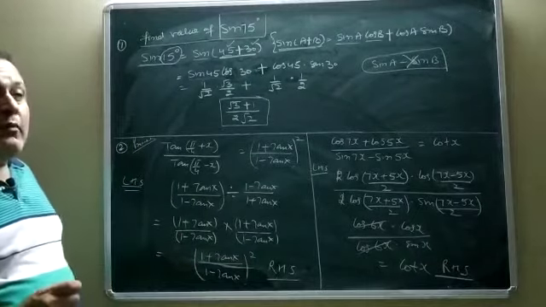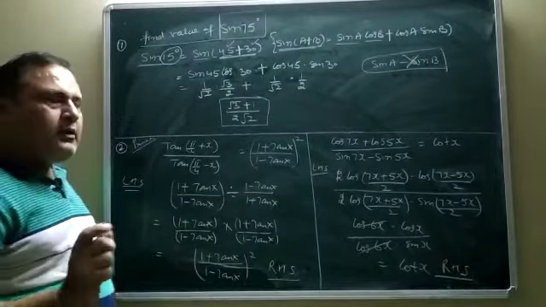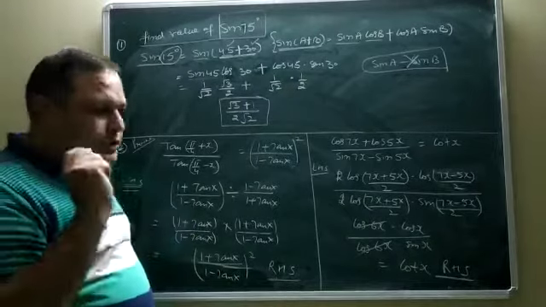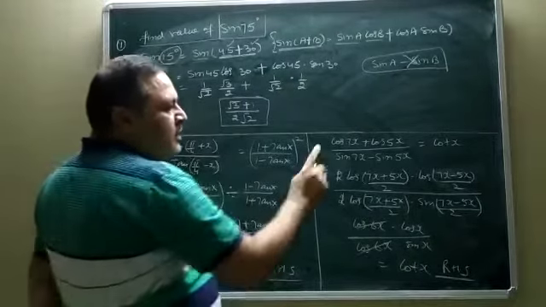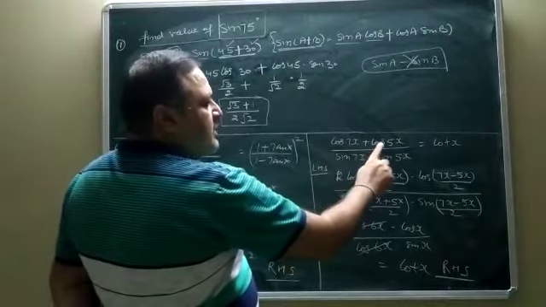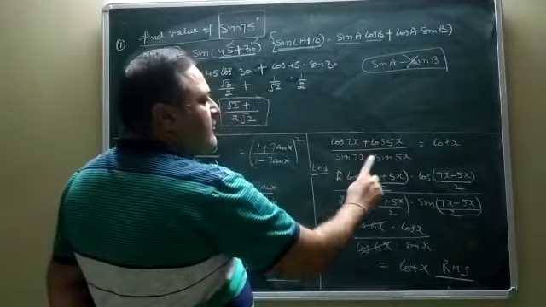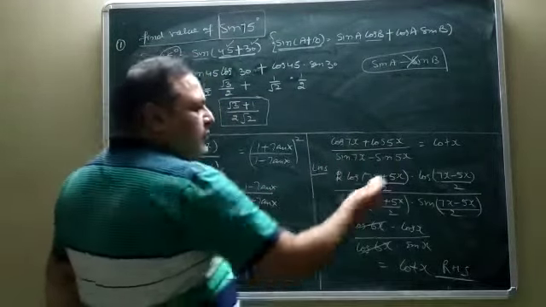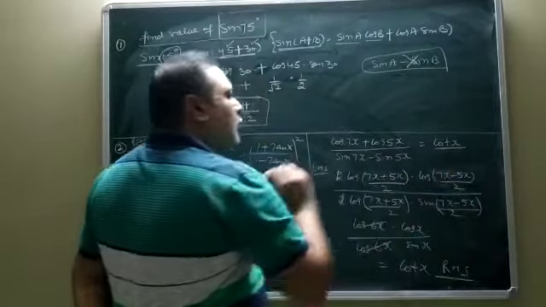So with the help of the formula, it is easy to solve the question. Let us see one more question. Cos 7x plus cos 5x upon sin 7x minus sin 5x. We have to prove that this result is equal to cot x.